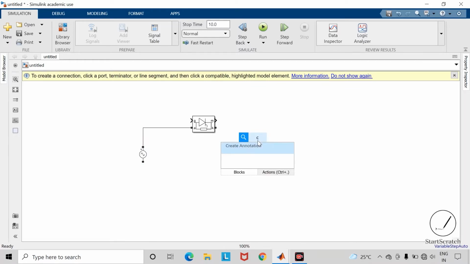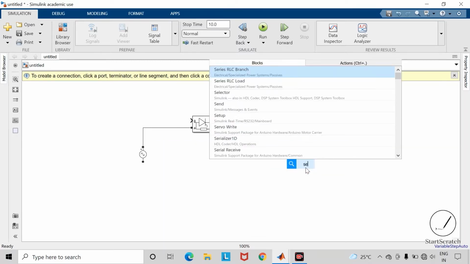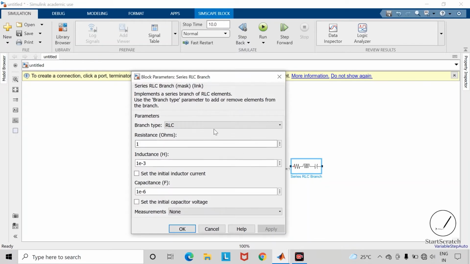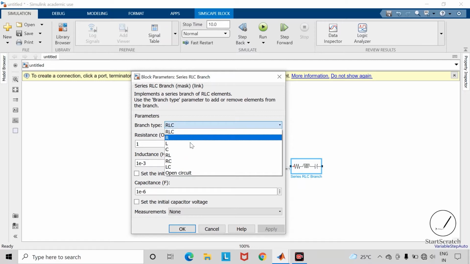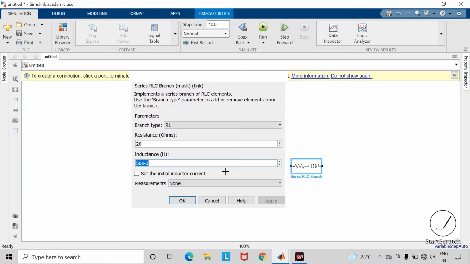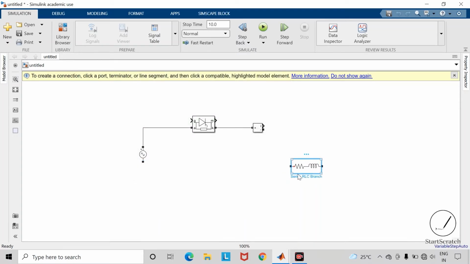Take current measurement block. Series RLC branch. Change the branch type as RL. We will consider resistance as 20 ohms and inductance as 50 millihenry. Rotate this branch.